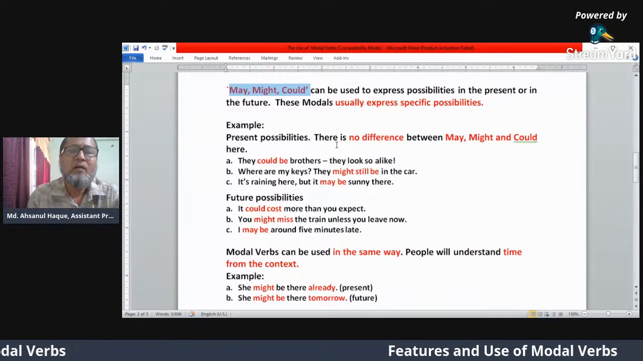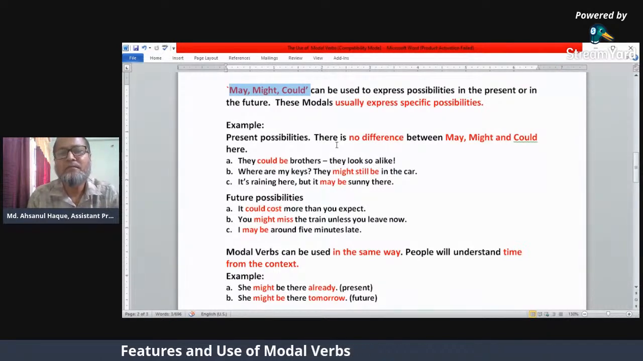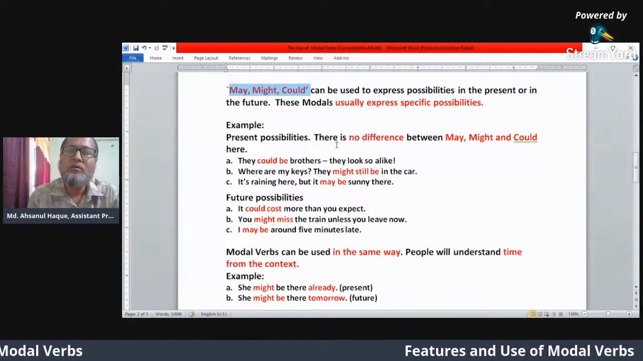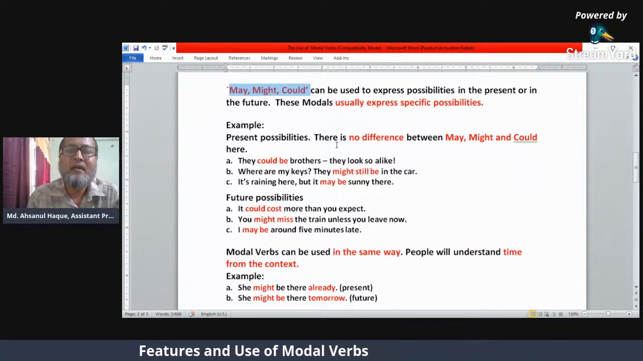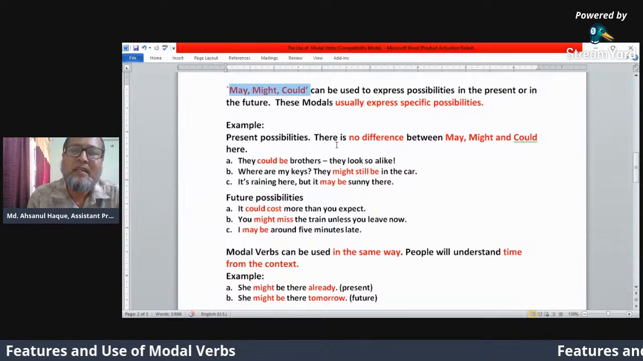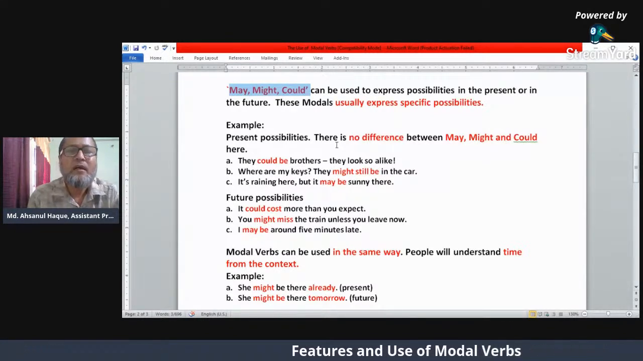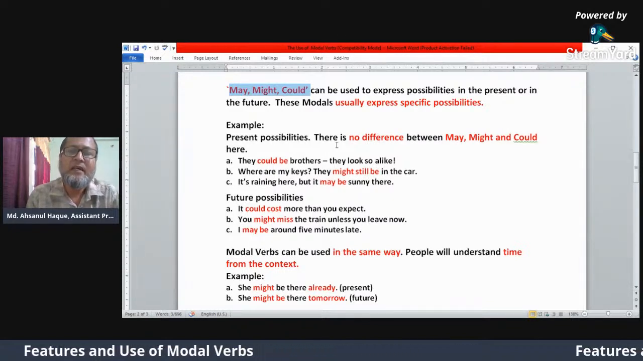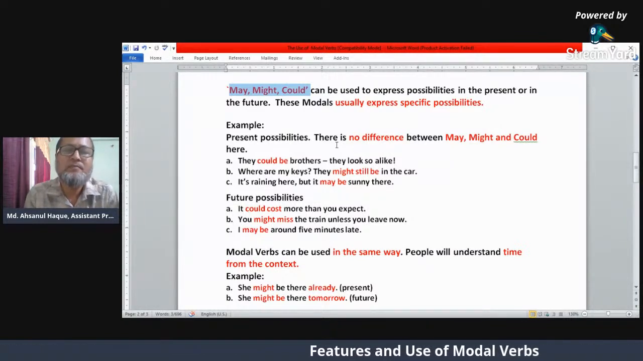B number. Where are my keys? They might still be in the car. The same way, we can also use they could still be in the car. They may still be in the car. No difference in meaning. It's raining here, but it may be sunny there. It could be sunny there. It might be sunny there. No problem. The meaning is the same.